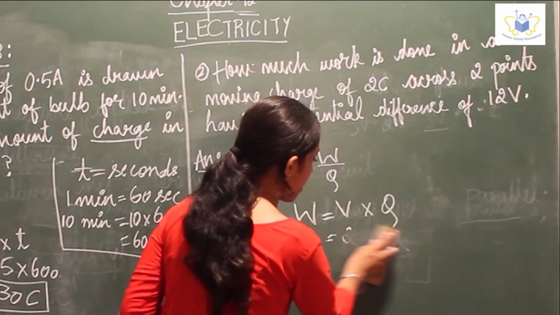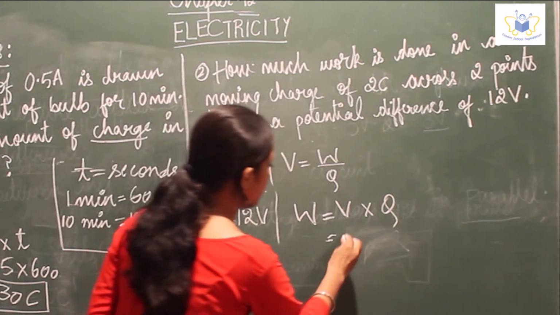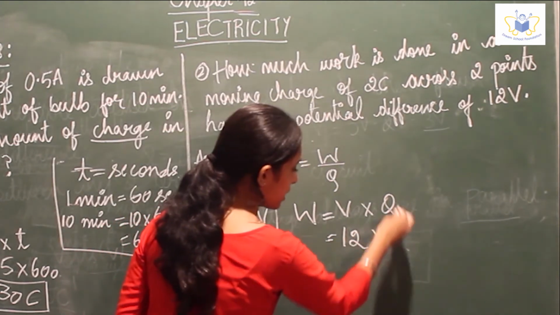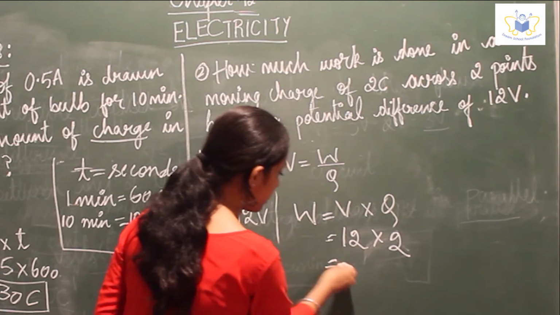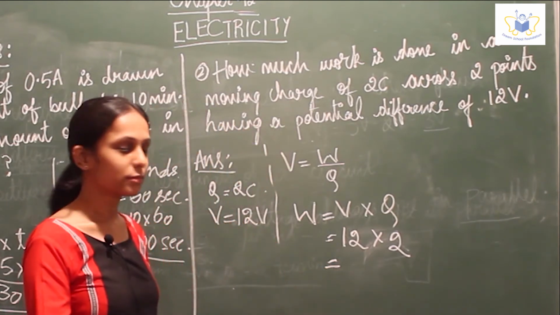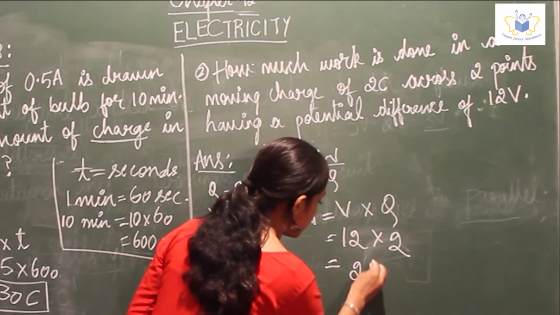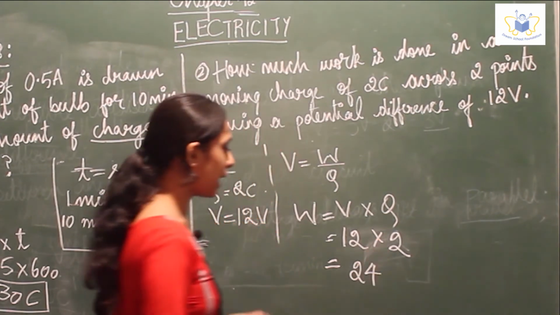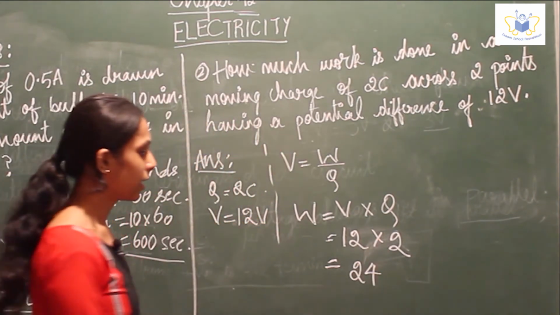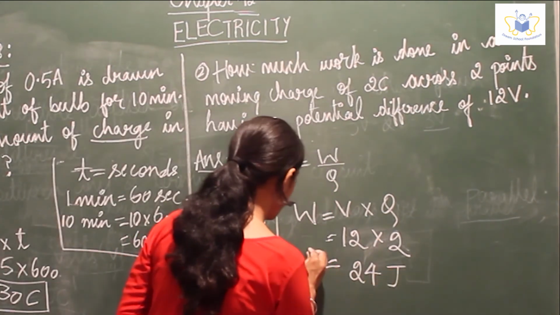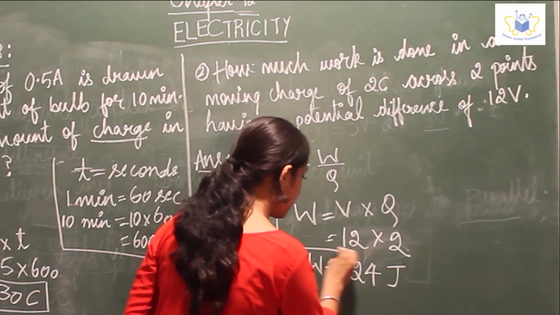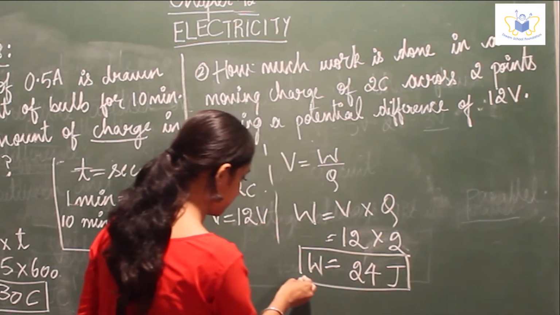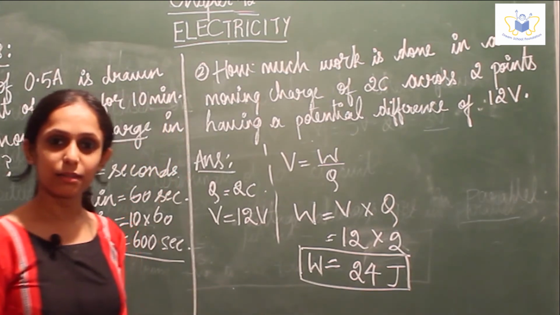Yeah, you can, not a problem. So what is my voltage? 12. What is my charge? 2. So what is 12 into 2? Yeah, 24. So 24. What is the unit I told for work? Joules. So just write capital J. So what is my work done? Capital J. Simple? Is it simple?